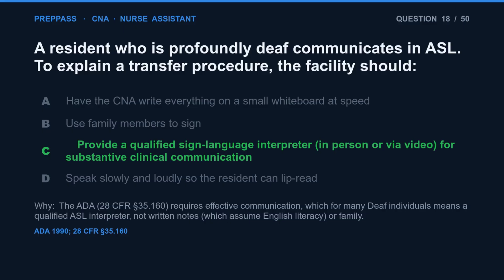The correct answer is C. The ADA, 28 CFR Section 35.160, requires effective communication, which for many deaf individuals means a qualified ASL interpreter, not written notes, which assume English literacy, or family.